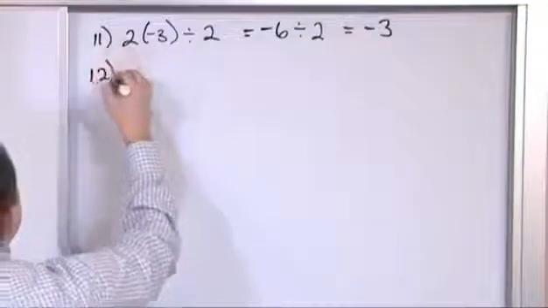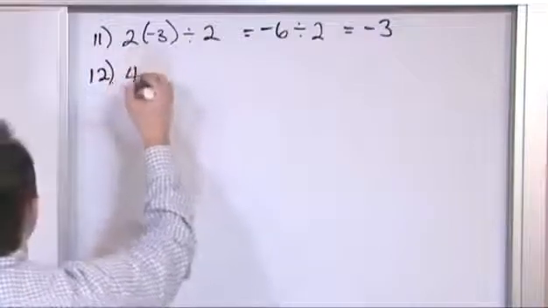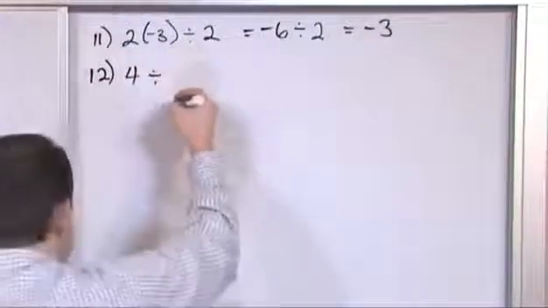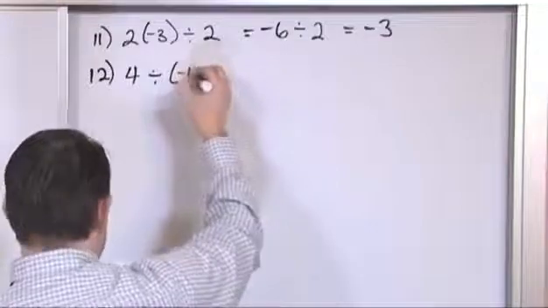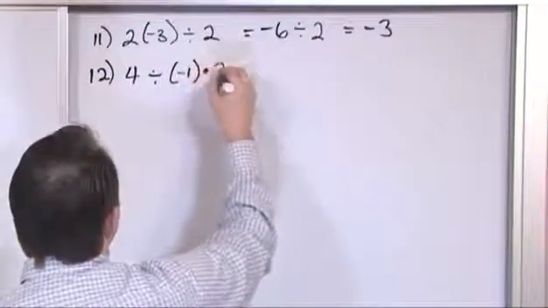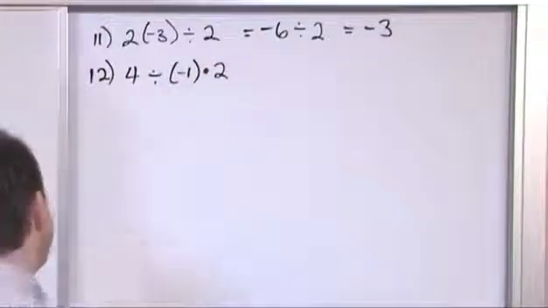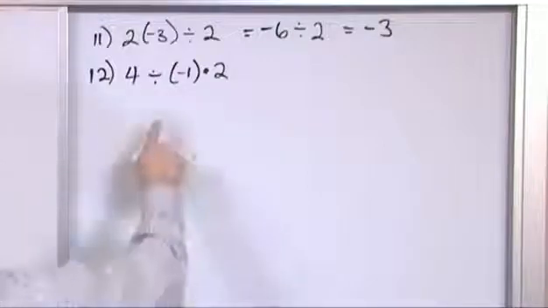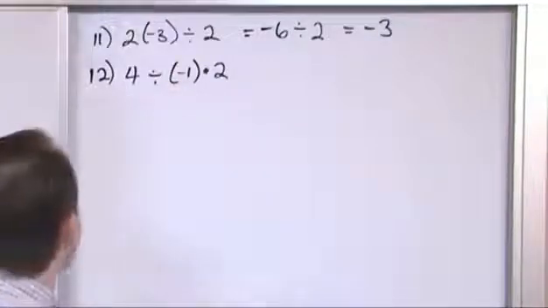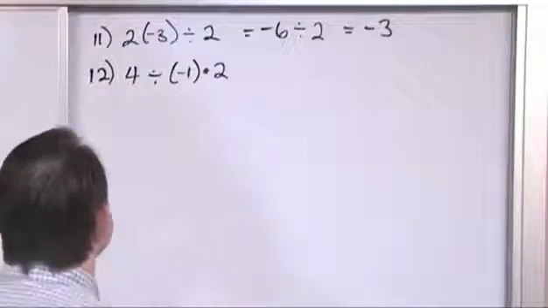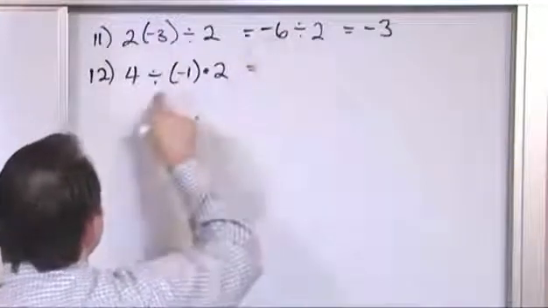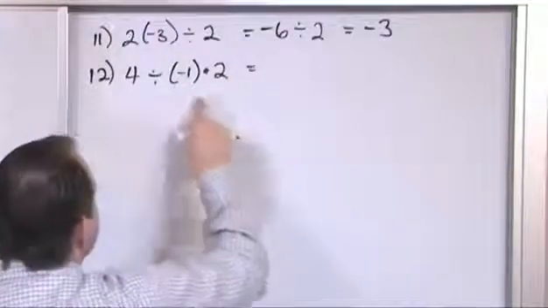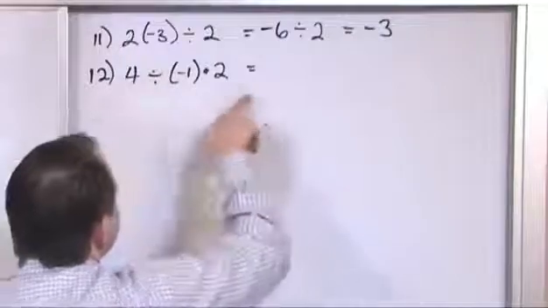Okay, now let's say we had 4 divided by negative 1 times 2. Now again, you don't see this too much in algebra. I'm just giving you these kinds of problems because your book is probably going to test you on understanding these little symbols. Well, here we have division and we have multiplication. So those are on the same level, so we can start at the left and go to the right.